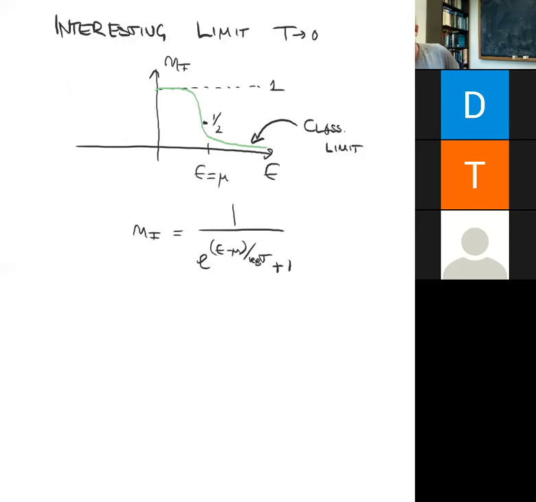Okay. And this crossover between 1 and 0 becomes sharper and sharper if you go to lower and lower temperatures. So at higher temperatures, that will look something like this. So this is at a higher temperature. Okay. And the green curve corresponds to a low temperature.